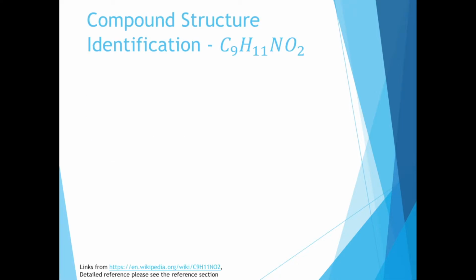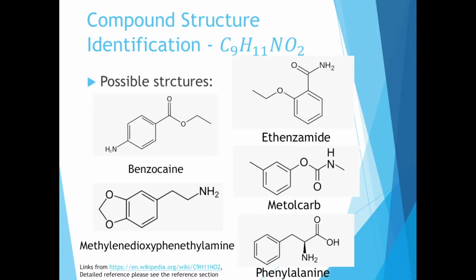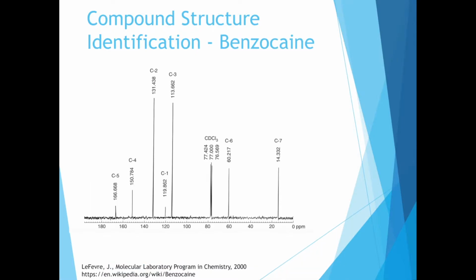NMR is a good way to identify organic compound structure. Organic compounds' molecular formula can be identified using other methods. However, several structures may all have the same formula. For example, for the compound that has 9 carbons, 11 hydrogens, 1 nitrogen, and 2 oxygens, there are several possible structures. To determine the structure that corresponds to a compound, we can use NMR to identify different hydrocarbon groups. And in this case, given the NMR, we can conclude that the compound is benzocaine.